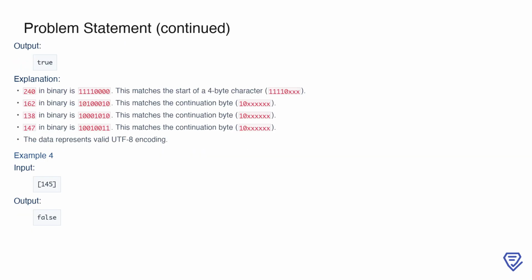For another example, consider 240, 162, 138, 147. Here, 240 in binary is 11110000, which correctly represents the start of a 4-byte character. The next 3 bytes, 162, 138, and 147, are 10100010, 10001010, and 10010011, respectively. All of these match the continuation byte format 10xxxxxx. Since this sequence satisfies the rules for UTF-8 encoding, the output is true. This example highlights a valid 4-byte character where all bytes align with the expected patterns.